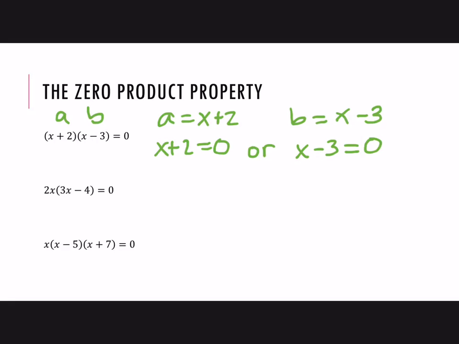linear methods. So if x plus 2 equals 0, then I can just subtract 2 from both sides and see that x equals negative 2. Right? And if x minus 3 equals 0, I can add 3 to both sides, and in that case, x equals 3. So what this is saying is that there are two answers to this equation. Both negative 2 and 3 make the equation true.